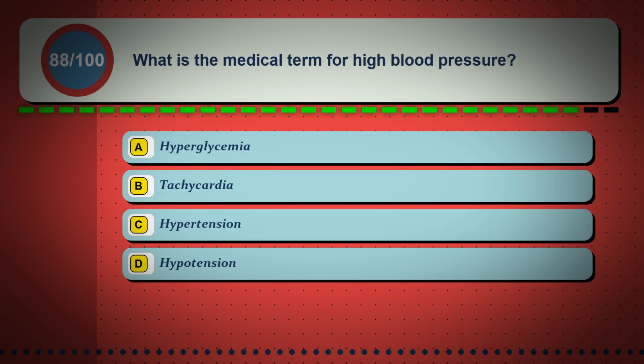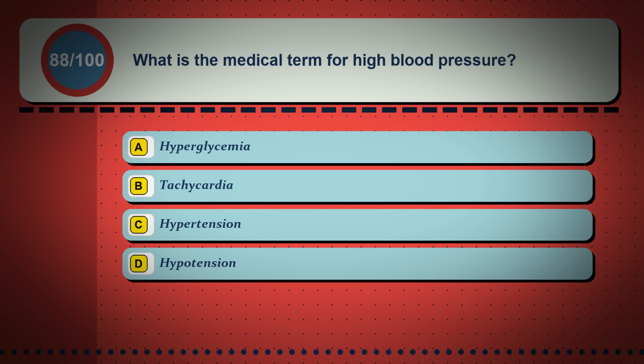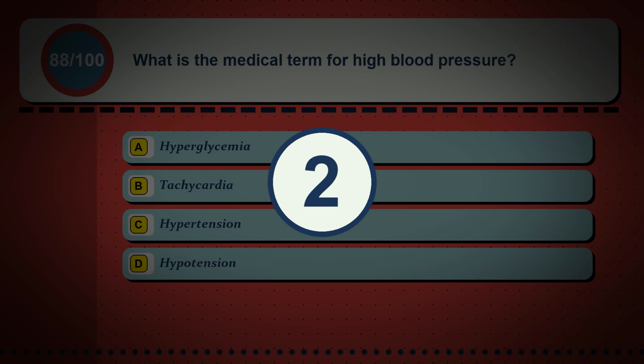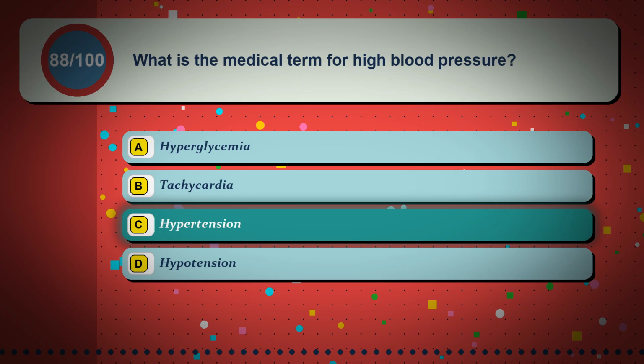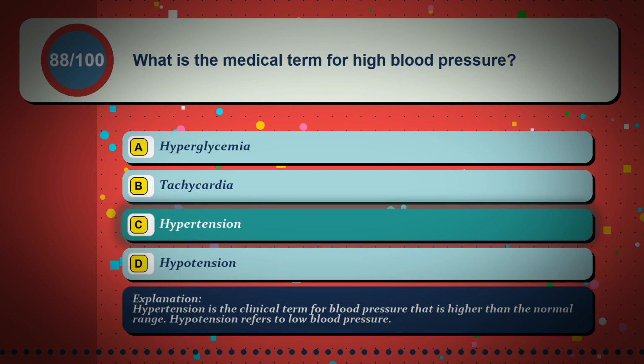Question 88. What is the medical term for high blood pressure? Option A. Hyperglycemia. Option B. Tachycardia. Option C. Hypertension. Option D. Hypotension. The correct answer is option C. Hypertension. Hypertension is the clinical term for blood pressure that is higher than the normal range. Hypotension refers to low blood pressure.